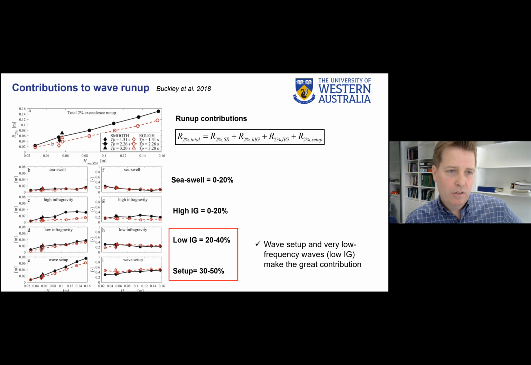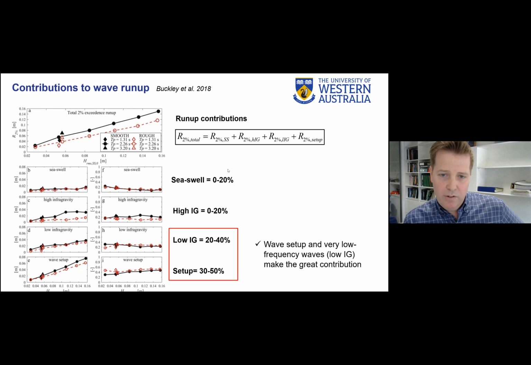decompose the total run-up that we see into the factors that contribute to that. This is like decomposing the sea swell wave, the high infragravity, the low infragravity, and the wave setup part of run-up by superposition. The main thing is to focus on this right set of panels, which shows the fraction of the total run-up that's explained by each of these components. So for example, when we see a value of 0.2 for the sea swell, it's saying that up to about 20% of the wave run-up we see in all these cases is due to the sea swell.